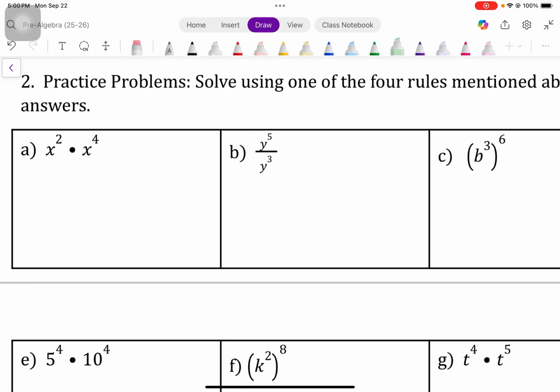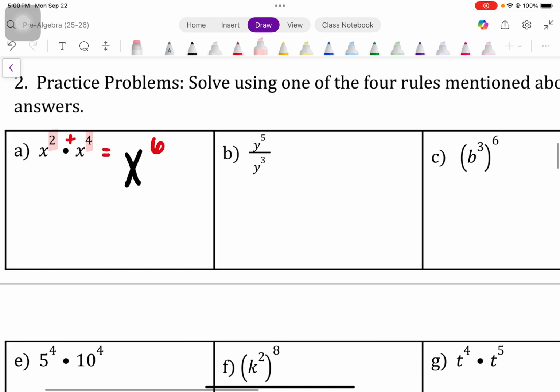All right, so we have the same base, but different exponents. So we're going to take our exponents and we're going to add them. So 2 plus 4 equals 6. So we're going to have x to the 6th. This being our final answer. Now we have our quotient rule. So remember, we subtract the exponents. So this equals y, numerator minus the denominator, equals y squared.